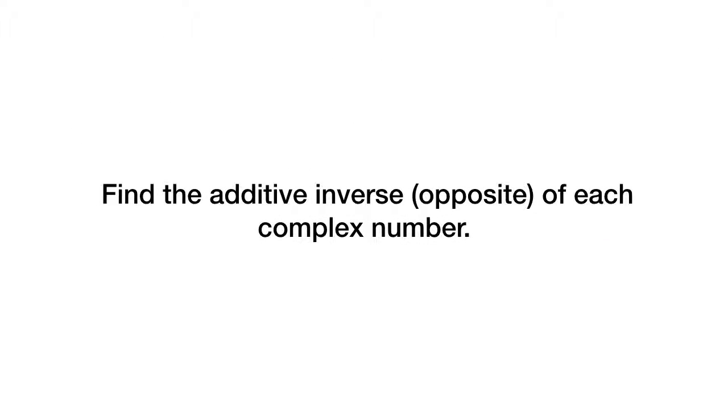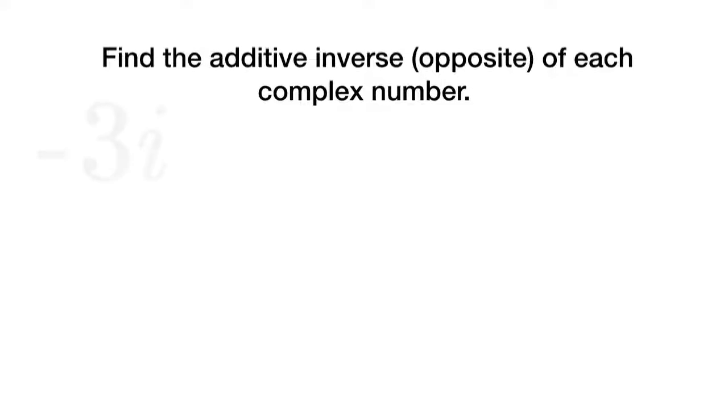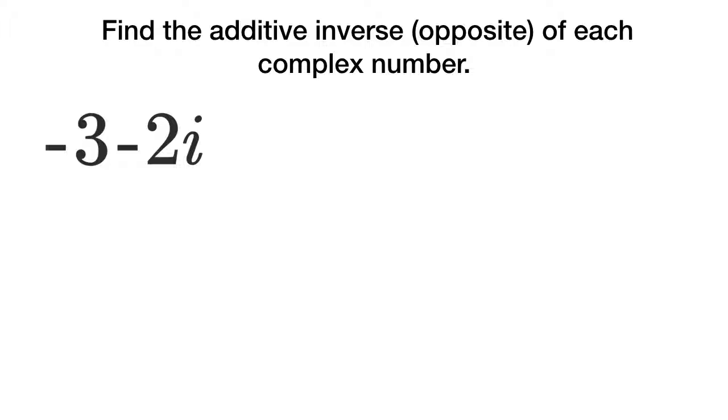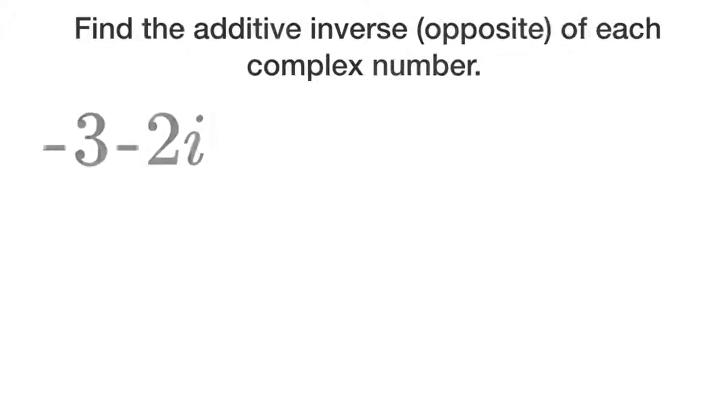All right, so now we're going to find what's called the additive inverse of each complex number. The additive inverse is just where we find the opposite of each complex number. So in this case, this is just an imaginary number, but the additive inverse would just be 3i. Notice it's not 3 negative i, it's just 3i. Let's try this one. Okay, so the opposite of negative 3 is 3, and the opposite of negative 2i is positive 2i, so 3 plus 2i.